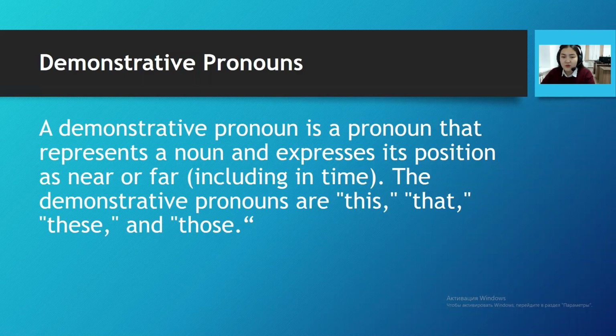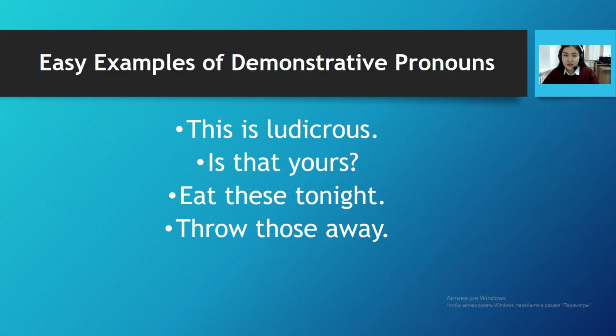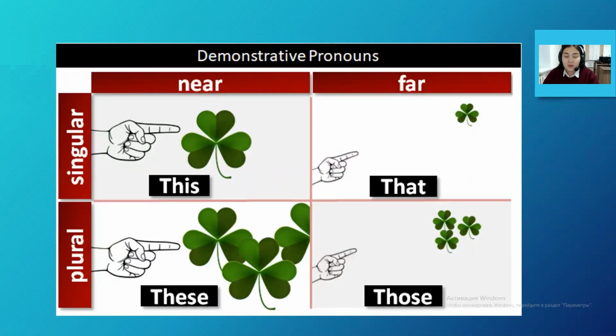The demonstrative pronouns are this, that, these, and those. Easy examples of demonstrative pronouns: This is ludicrous. Is that yours? Eat this tonight. Throw this away. Singular near: this. Singular far: that. Plural near: these. Plural far: those.